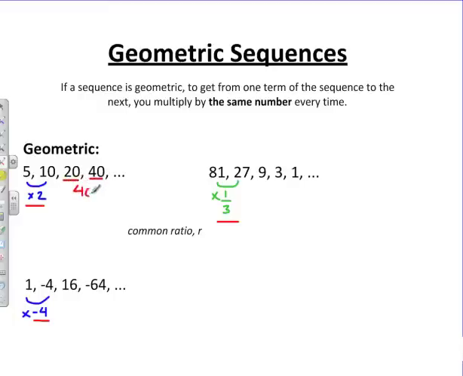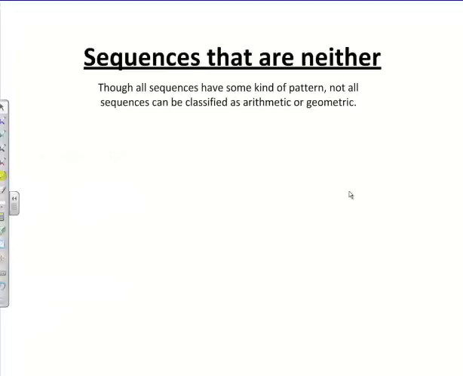So something like 40 divided by 20, that reduces to 2, which is your common ratio. So that'll work for any of these. 3 divided by 9 is a third, and -64 divided by 16 is -4. So two ways of thinking about common ratio.